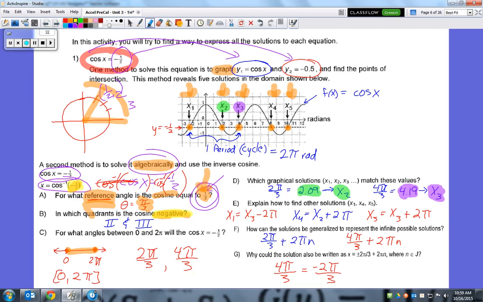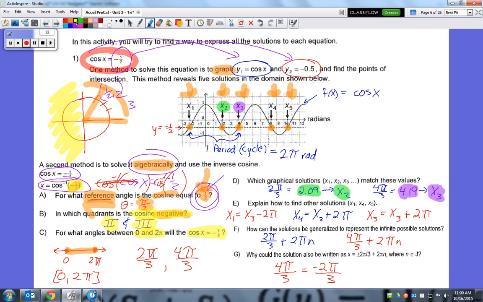So that's when we're going to incorporate this negative piece. Well, I know cosine is negative. Basically, the x values are negative in quadrants 2 and 3. Okay, so for what angles between 0 and 2 pi will the cosine of x be negative 1/2?